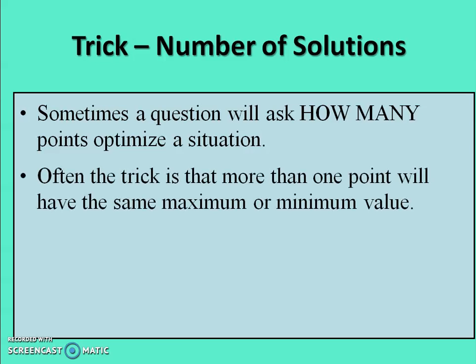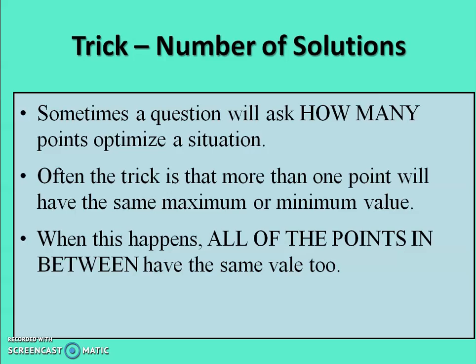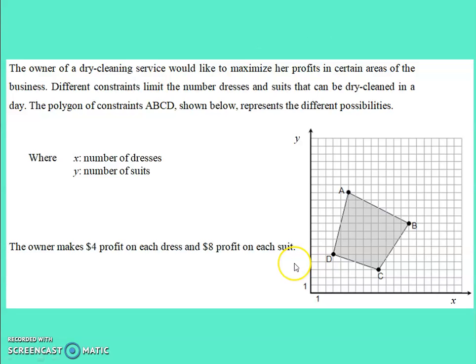And the trick is that if there is more than one point that has the same max or the same min value, not only are there two, but actually all the points in between have the same value too. I'll show you what I mean by that. That says veil, but it should be value.